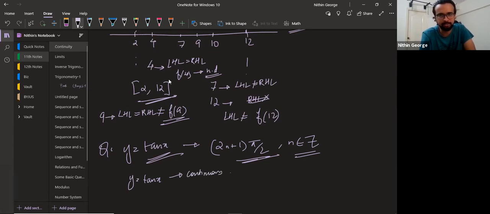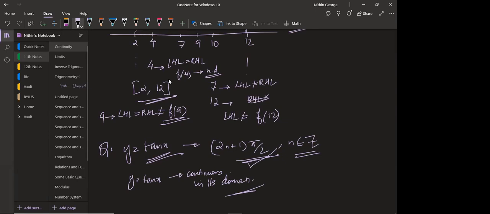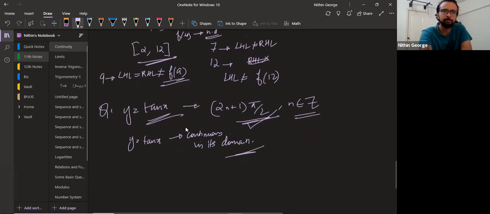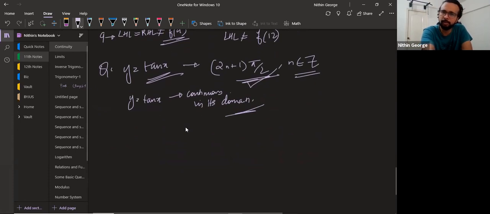It is continuous in its domain. And the domain does not have odd multiples of pi by 2. That's why. Are you following? Yes, sir. At odd multiples of pi by 2 is when tan x behaves weird. You get plus or minus infinity. So just make sure those points are removed and then you have a continuous domain. Like in its domain, it will be continuous inside the domain.